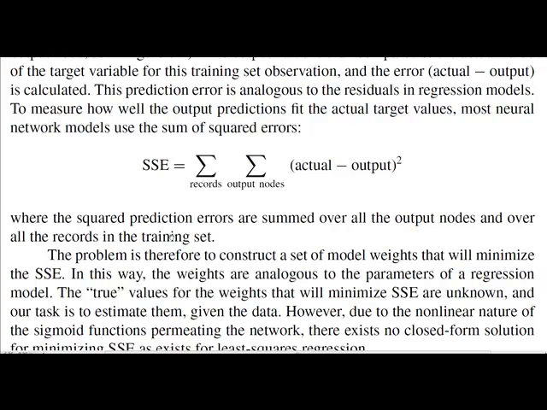So we want to minimize our error. What we want to do is construct a set of those weights. We talked about the weights, and this is all part of our model, so we can call them model weights. But anyway, to construct a set of weights that will minimize the SSE, we're going to adjust the weights. We set them originally randomly, and we're going to adjust them.